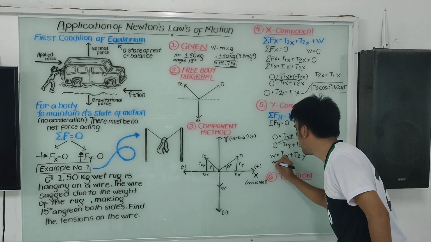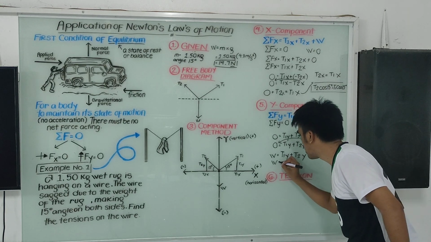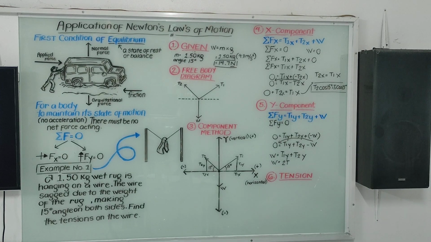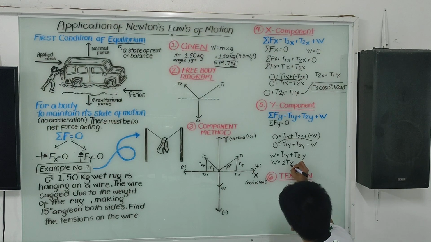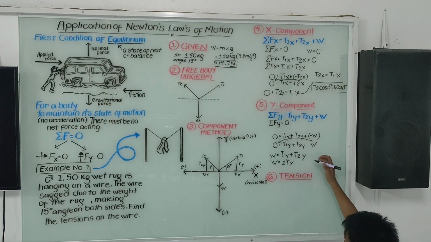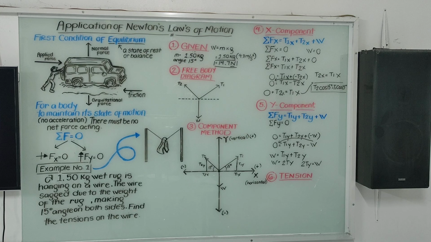So W is equal to this will now become 2Ty. Okay, W is equal to 2Ty. Or this can be interchanged. Pwede siyang magkapalit kasi same lang naman siya. 2Ty is equal to W.